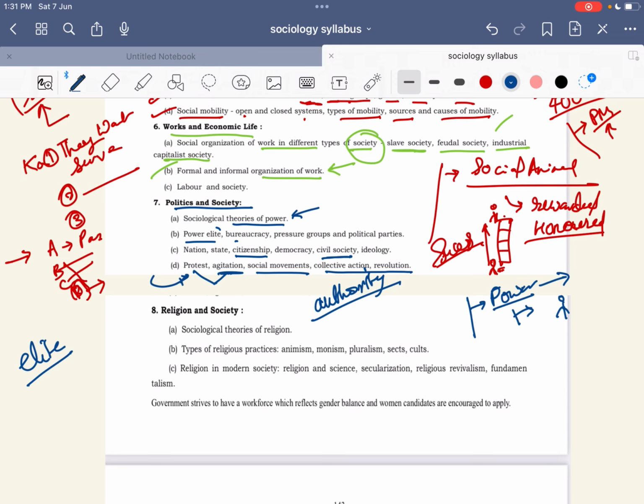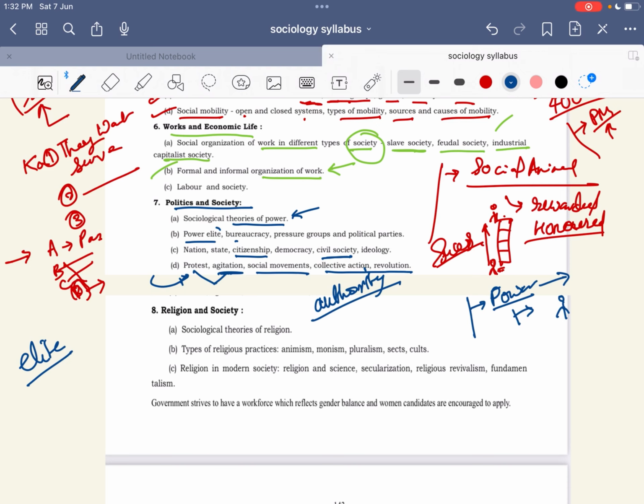See, first there is a protest. Initially in the society there is a protest. Then there is a agitation, another step. And then there are wide scale social movements. And once there is a very collective action, like a fierce form of the social movement, it is going to result in the revolution, and revolution results in the change in the society.